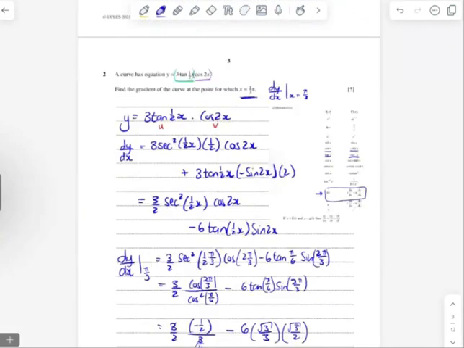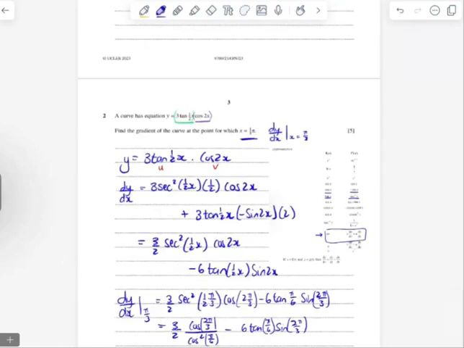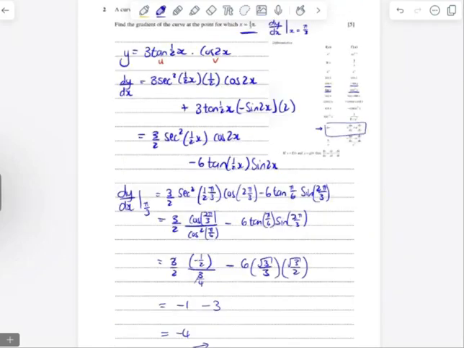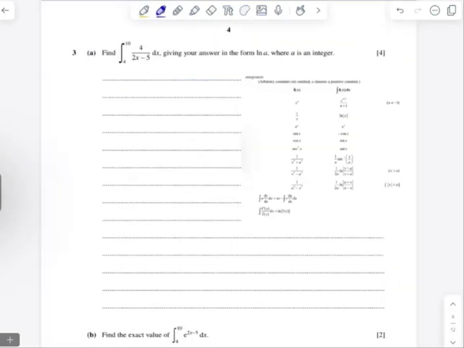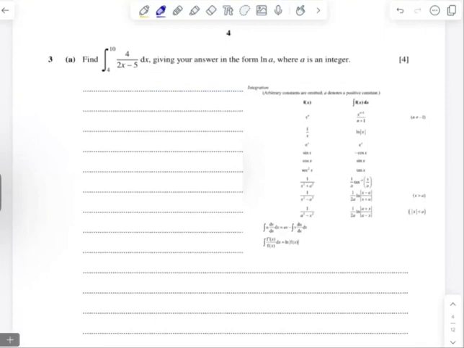Okay, did we answer the question? The gradient of the curve at that point. So we found the derivative, we plugged in the point, and we have our gradient. All right, let's take a look at the next question. So find the integral. Okay, we're going to integrate. We're going to give your answer in the form of ln a, where a is an integer. Okay, so it can't be a fraction or anything like that.